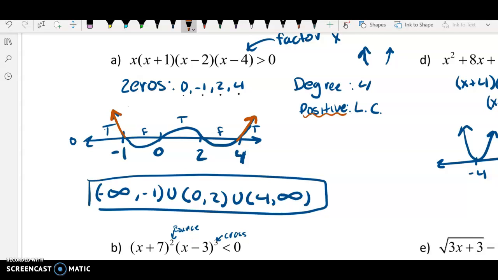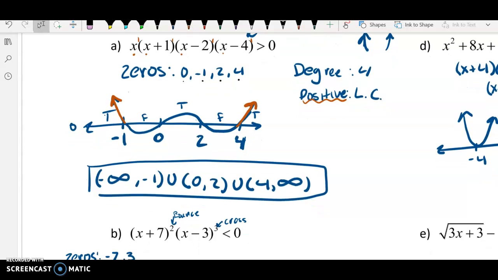there is no bounces because these are all odd. Okay, so this is to the power of 1, to the power of 1, to the power of 1, to the power of 1, so there's going to be no bouncing on our graph. So then we have our answer over here. Notice that they are all parentheses because this is not equal to.